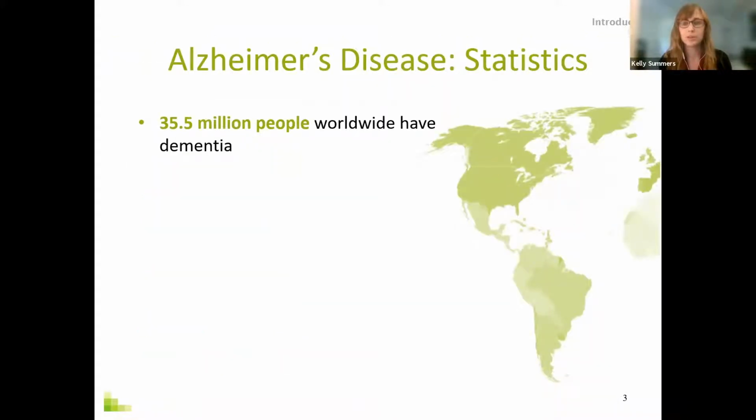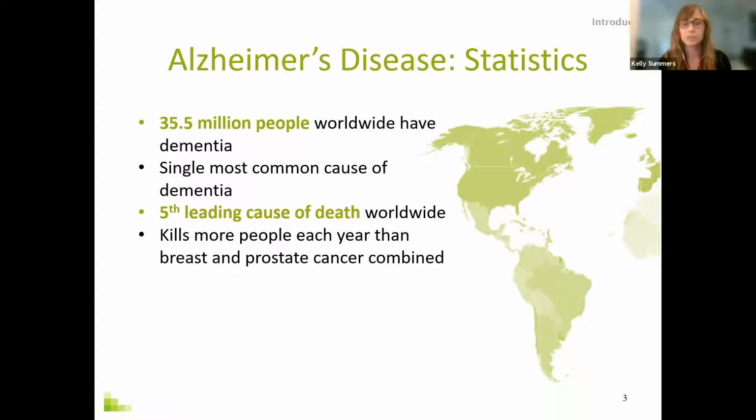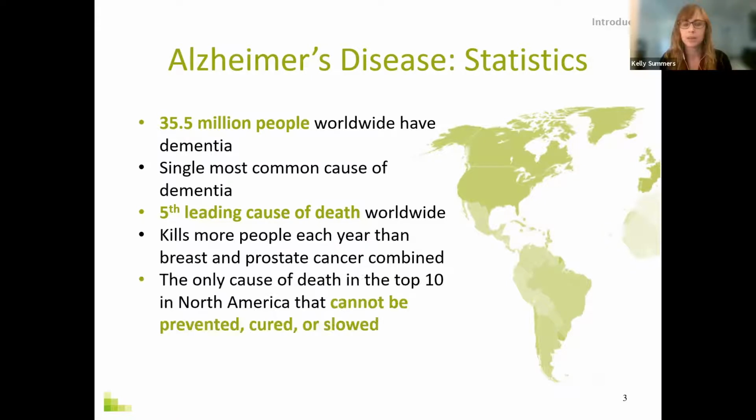Now, there are actually 35.5 million people worldwide with dementia, with Alzheimer's disease being the single most common cause of dementia. It's actually the 5th leading cause of death worldwide, and it kills more people each year than breast and prostate cancer combined. And unfortunately, Alzheimer's disease is the only cause of death in the top 10 in North America that cannot be prevented, cured, or really slowed.